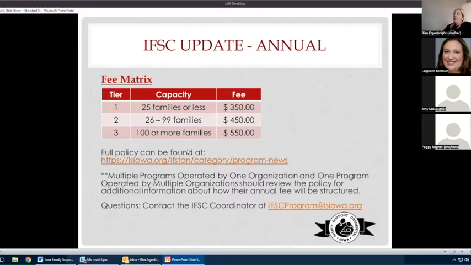And I would add too, if you're with a program or organization where there are multiple programs operated by one organization, or one program operated by multiple organizations, definitely take a look at the policy for additional information about how the annual fee will be structured. You'll be requested to declare what type of peer review you want, whether a combined or a separate peer review, which does impact the annual fee amount. So you'll want to take a look at that. If you have questions about it, reach out to me.